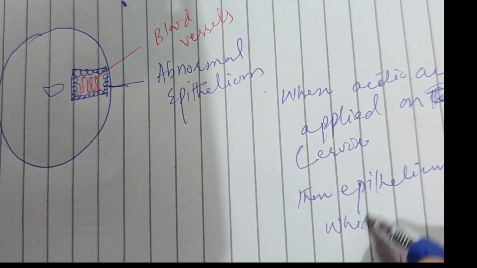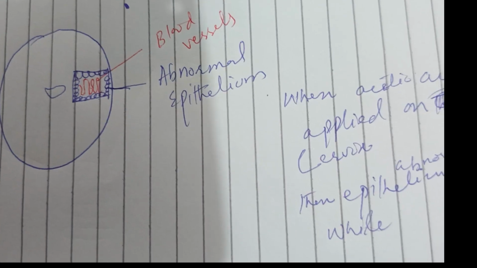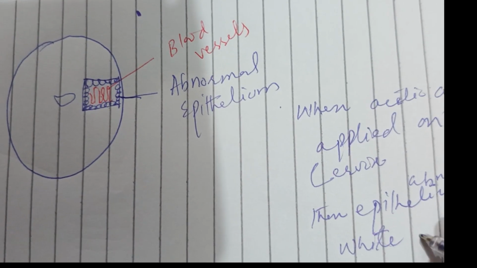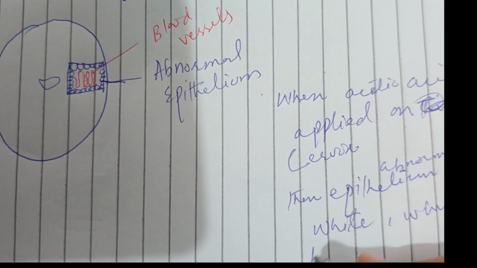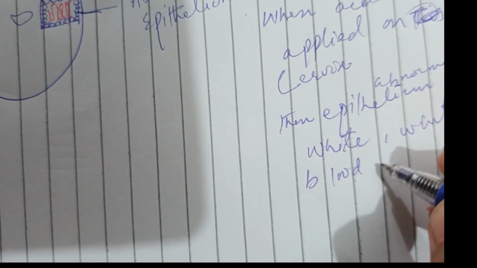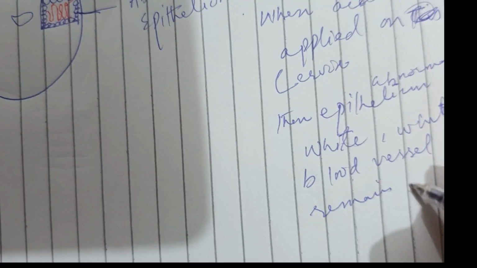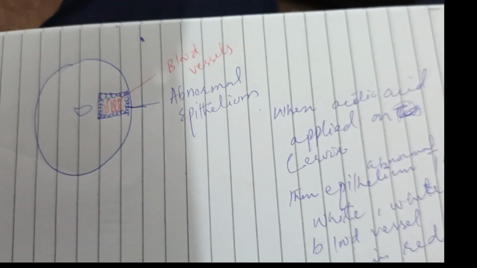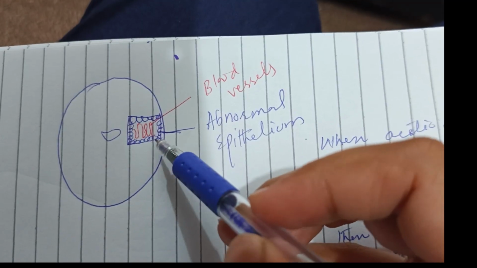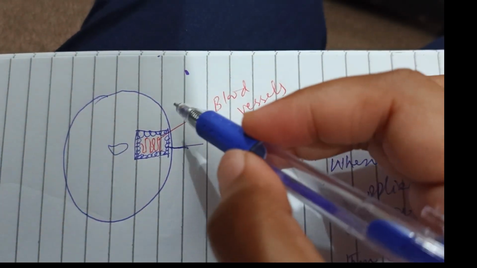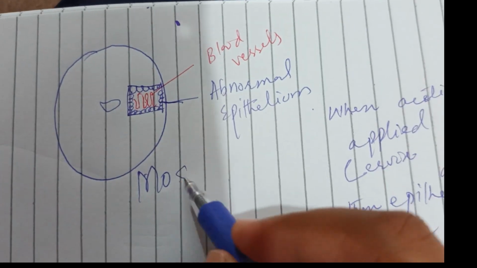Abnormal epithelium will uptake acetic acid and turn white, and blood vessels will not uptake acetic acid and remain red. In this way, this will give the appearance of mosaic. I hope now you clearly understand what mosaic pattern means. These vessels are seen from the side, that's why it will give a mosaic appearance on colposcopy.